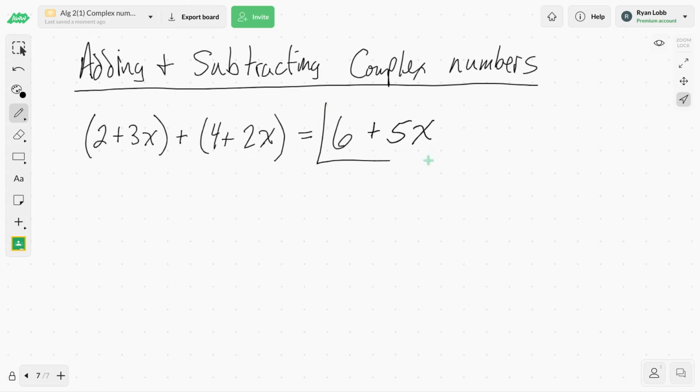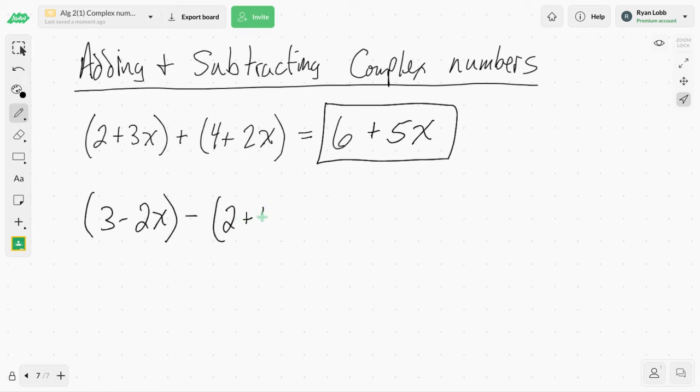Right? So I'd have 6 plus 5x would be my result. If I had something like this, 3 minus 2x minus 2 plus 4x, like that, okay? And well, I would just read across and say 3 minus 2, right? 3 minus 2 is 1. And then I would say negative 2x minus 4x. What's negative 2x minus 4 more x?